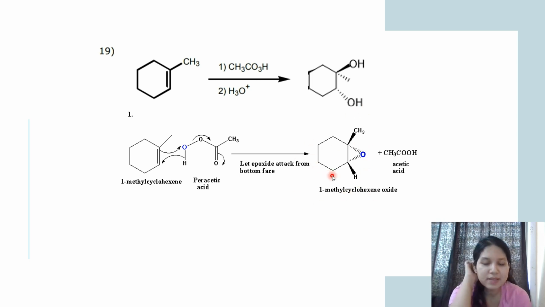So in the second step of the question, you are treating the epoxide with acidic water. What happens in acidic water? Water adds to the epoxide ring, which is highly strained. It gets aided and opens up the epoxide ring.